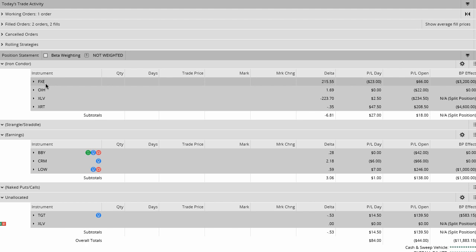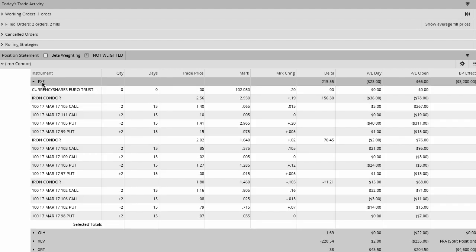One of the ways that you can do this is by looking at your buying power effect inside of your account. On the right hand side here, you can see our FXE position. We've got a bunch of iron butterflies in here, so our buying power effect is fixed at $3,200 for all of these, but this is where you would see if your buying power is fluctuating and moving.